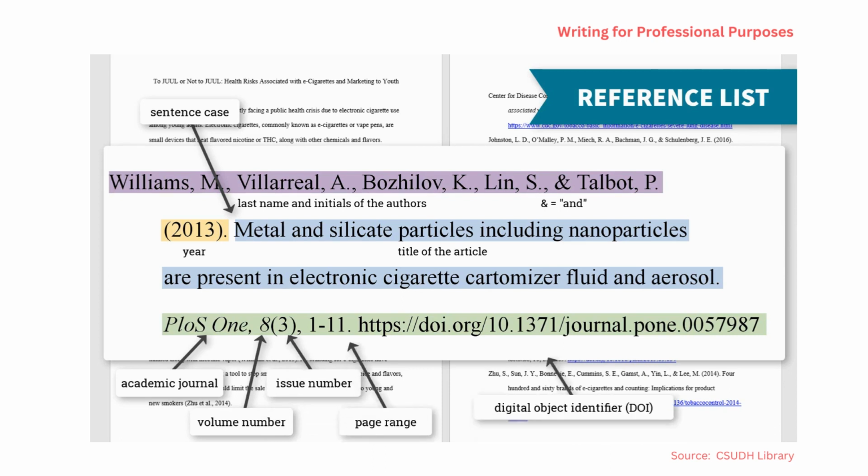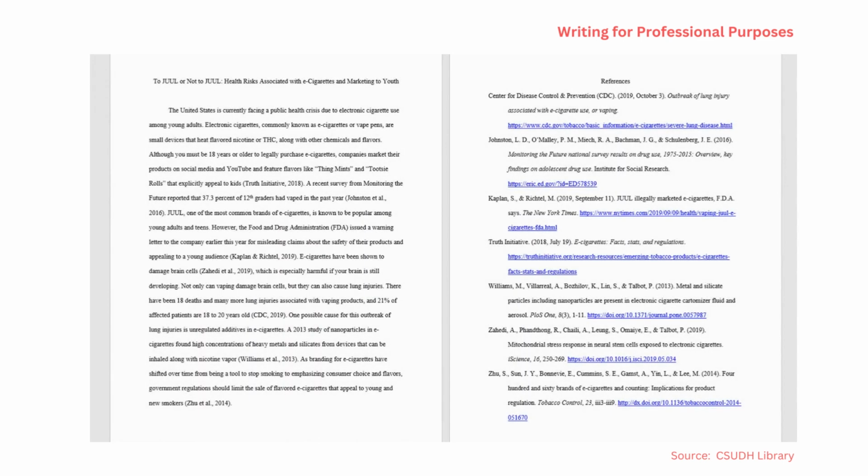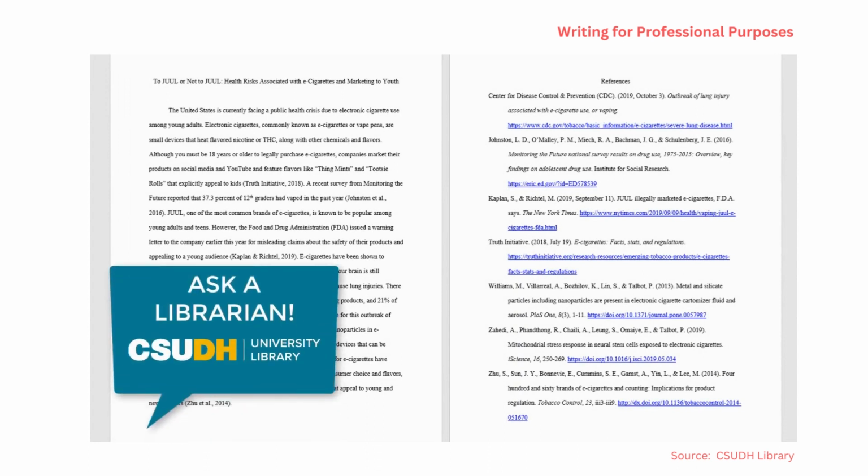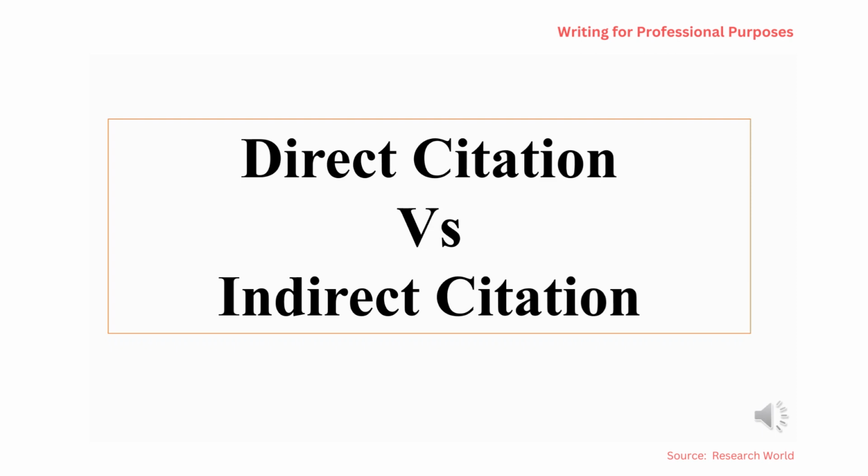Finally, include the DOI, or Digital Object Identifier, if it's available. This is a direct link to the article on the publisher's site. Formatting citations and your paper can require some attention to detail. If you're not sure how to cite a source using APA style, ask a librarian. Welcome to the research world.